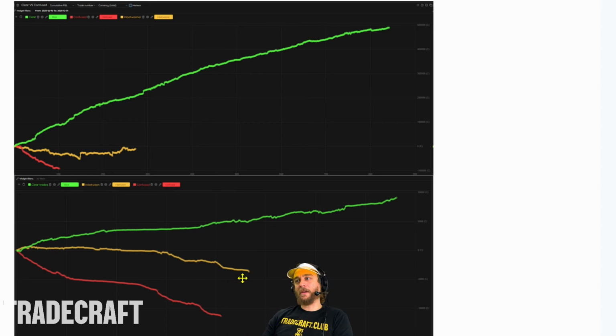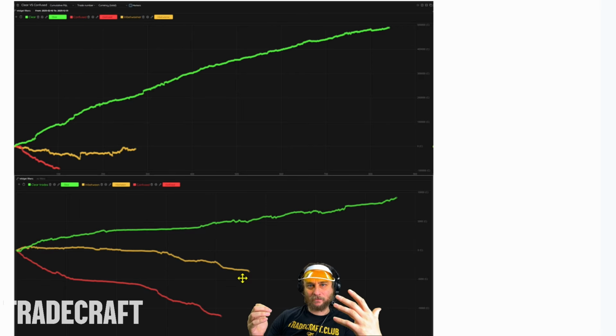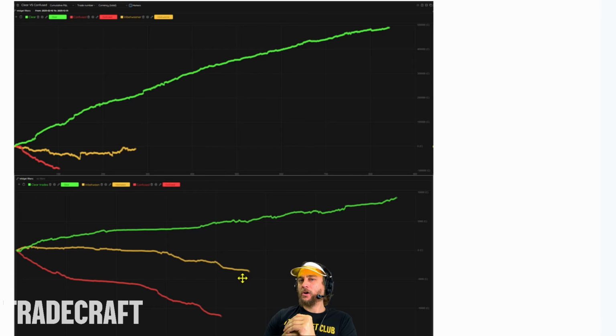Now, here's the thing about clarity. If you've not experienced a specific market regime, like if you've not traded the COVID pandemic when the VIX spiked really high and the liquidity all disappeared, you're not going to trade well in that environment. If you've not experienced incredibly low volatility environments, you won't trade well in that.